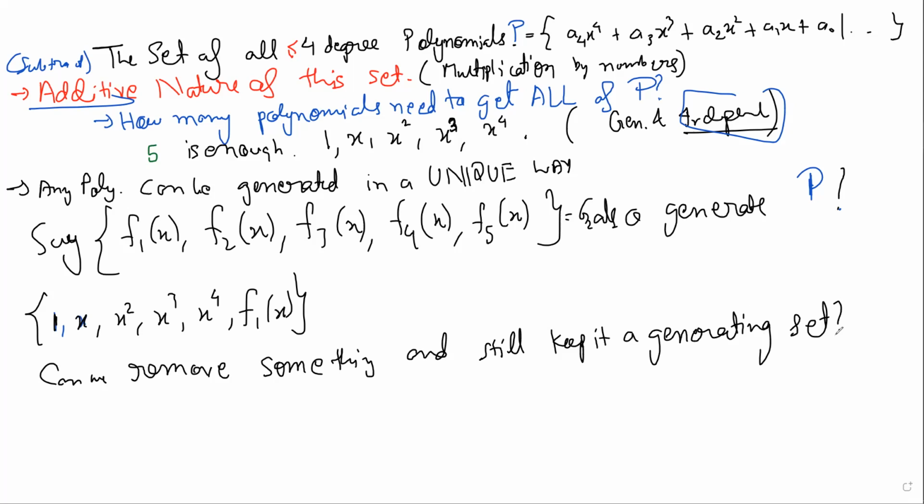Right? Does everybody understand this? Yeah. We want to see if we can remove something. I've added something, right? Now, can I remove something from the original set? Something from 1, x, x square, x cube, x to the power 4. Can I remove something so that the resulting set is still capable of generating everything, so that the resulting set is still a connected graph in graph theory?